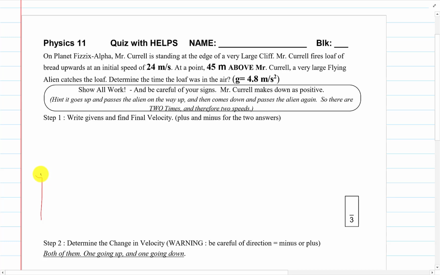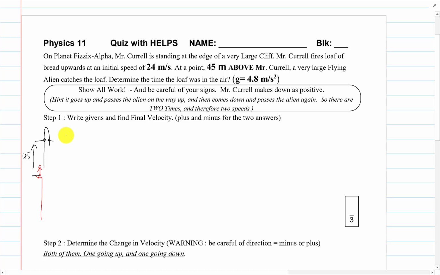So I don't know why the cliff doesn't matter. It doesn't even go down there. He fires the loaf of bread up, and we don't know if it goes all the way down, but at a particular point, 45 meters up, he catches it.